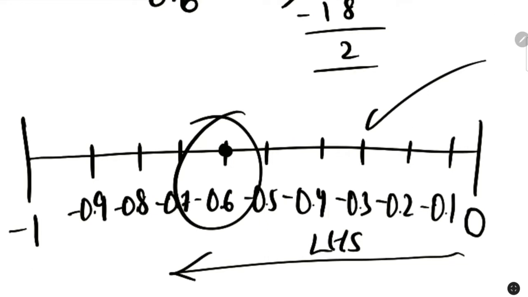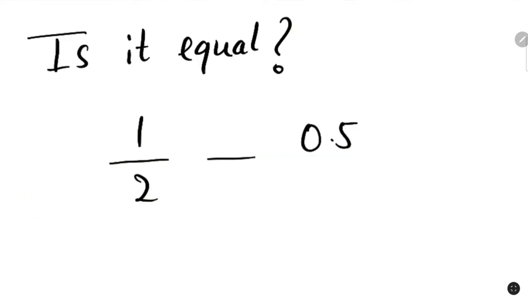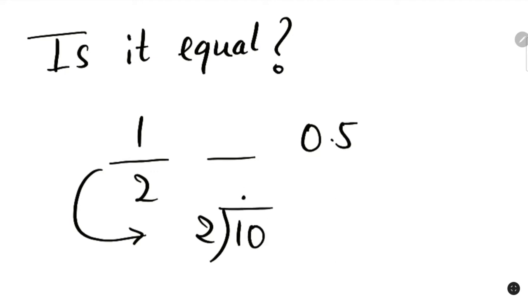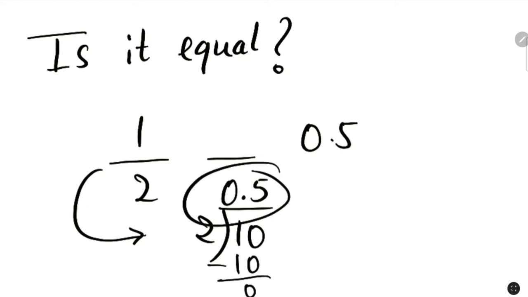So now the next topic is: are they equal? We have to find whether 1 upon 2 is equal to 0.5 or not. For this, again we have to convert the fraction into a decimal, or else you can convert the decimal into a fraction. It's your choice. But here we are converting the fraction into a decimal. Let's convert it. 2 would be outside, 1 inside, put 0 and a decimal over here. 5 comes, 2 times 5 is 10. So yeah, we got 0.5. That means they are equal.